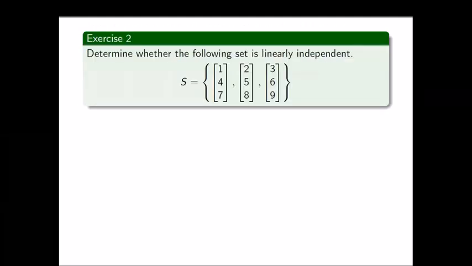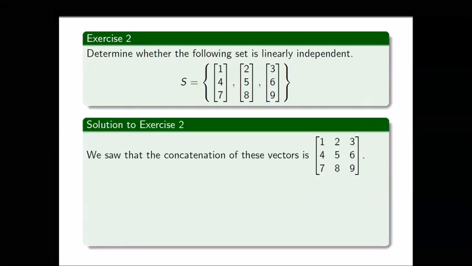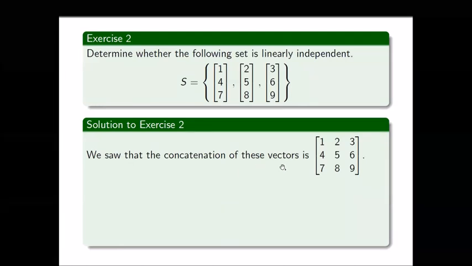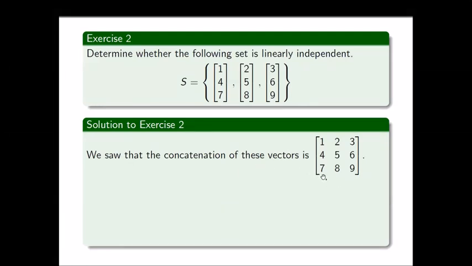So let's look at another exercise. Here we're given a set of three vectors, and we have to determine whether this is linearly independent or not. So we saw that the concatenation of these vectors is this matrix, and to determine whether this is a linearly independent set of vectors, we have to find out what the rank of this matrix is. So we can put this into a row echelon form and count the number of leading ones.